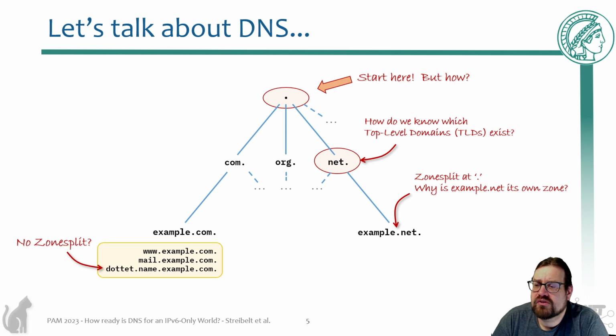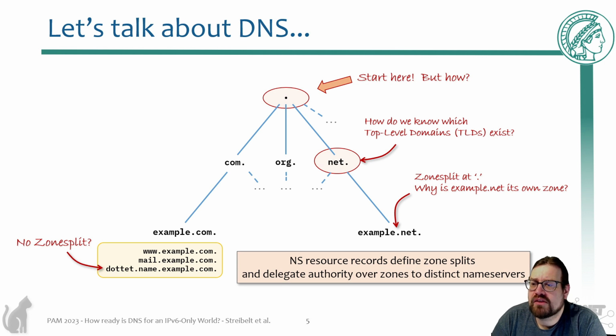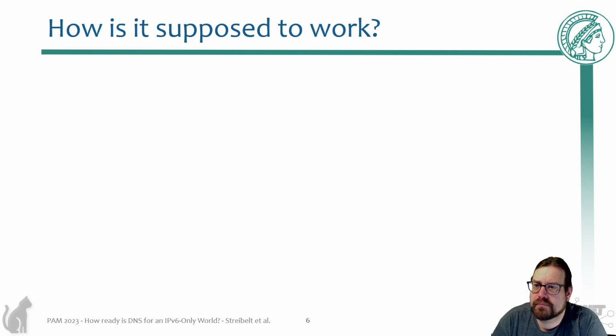Almost all of these questions can be answered by looking at DNS records in the DNS zones. In the context of this presentation, DNS records define the location of zone splits and thus which zones exist and which name servers hold authoritative information on these zones. However, let's look at how this is supposed to work in practice.